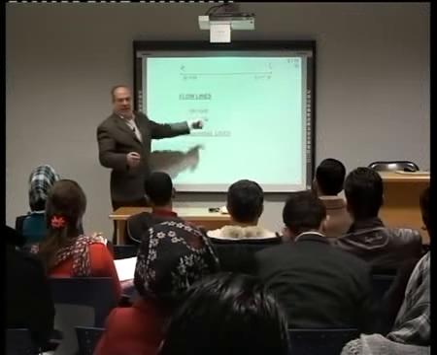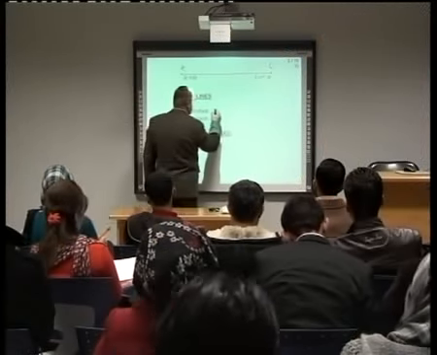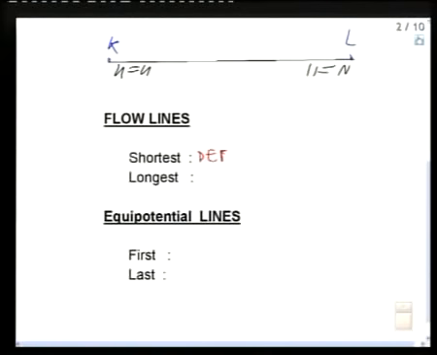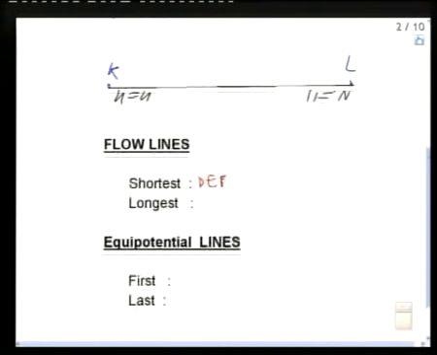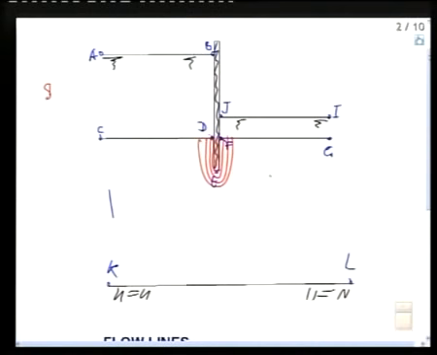The shortest flow line is what we call it? D-E-F. D-E-F is the shortest flow line. Okay, good. What about the longest flow line? The longest path ever that a drop will go through. Okay, wait a minute. Don't panic. Okay? The longest. C, K, L, G. Did you ever see a drop of water going like this?